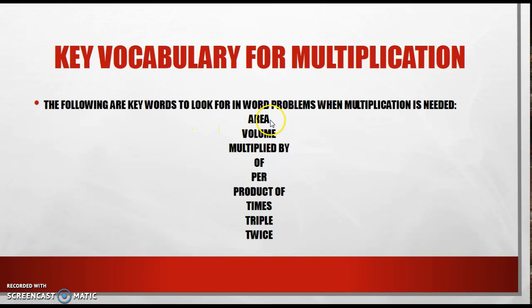So if you see the word area in a problem, volume, multiplied by, of, per, product of, times, triple, twice, and there are some other ones that we might possibly go over in class, but these are the main ones that we're going to see in 5th grade when we look at word problems. So, memorizing these and being able to recognize these and know to multiply when you see them within a word problem will help you guys feel more comfortable and confident when solving a word problem.